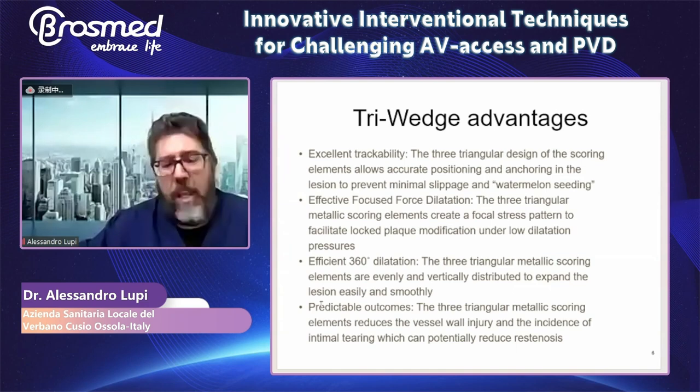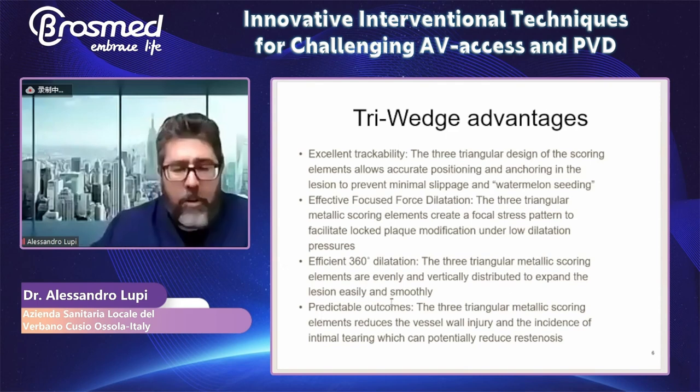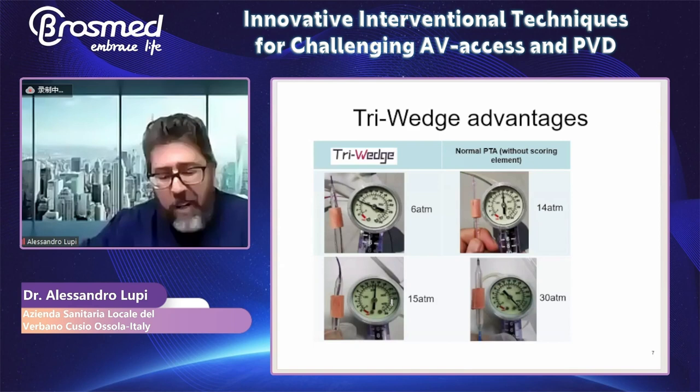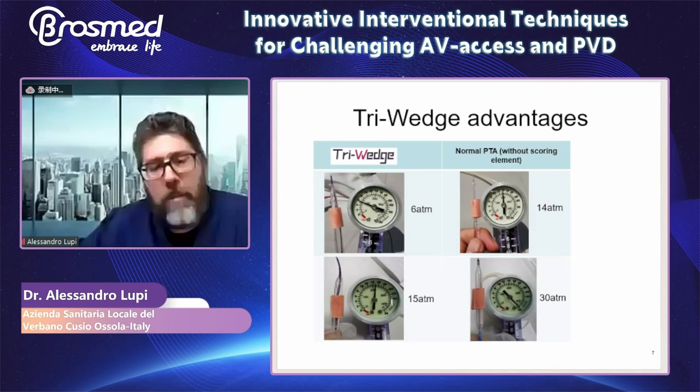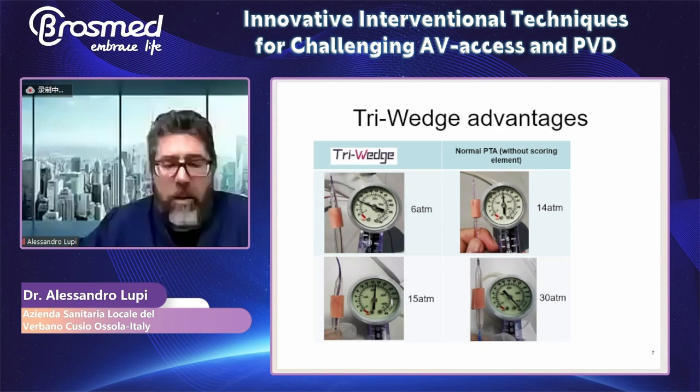We maintain a very circular vessel with very limited lesions that can progress to problems like perforations. We can see the difference between a Tri-wedge and a normal PTA balloon. When we apply a pressure of 6 atmospheres in the Tri-wedge, this is the same force that we obtain in a normal PTA balloon with 14 atmospheres. But most interestingly, if we apply more pressure, like 15 atmospheres, we have the same effect in terms of force as applying 30 atmospheres in a normal PTA balloon. The difference is that the balloon, you can see, is much larger than at 14 atmospheres. So we can lose control over the diameter of the dilation and create problems.